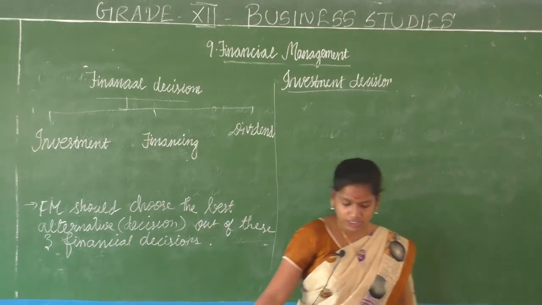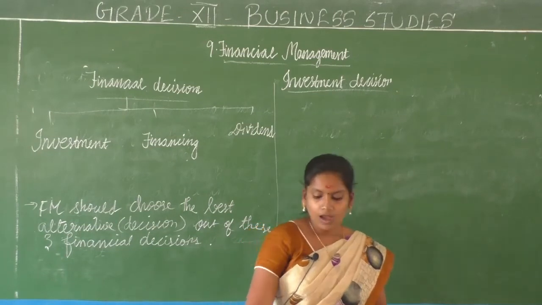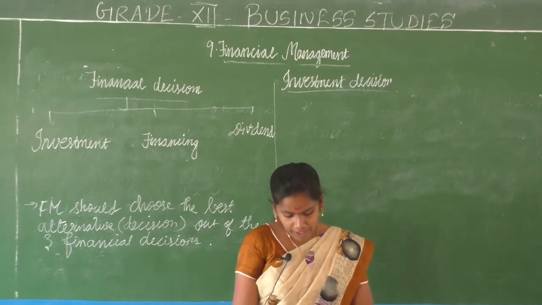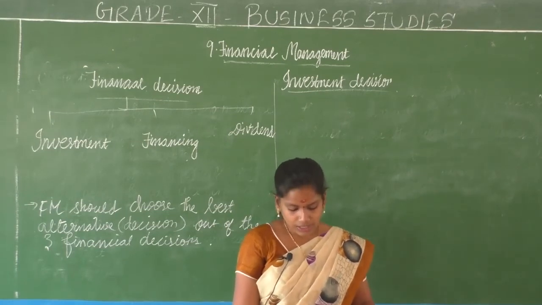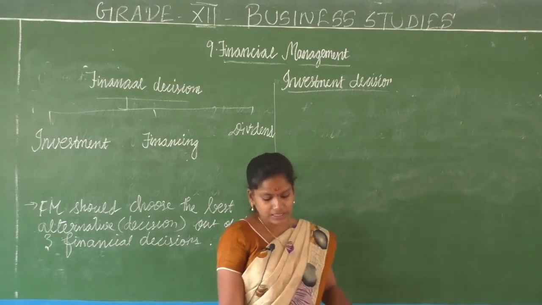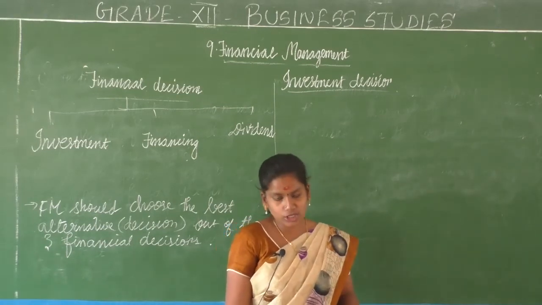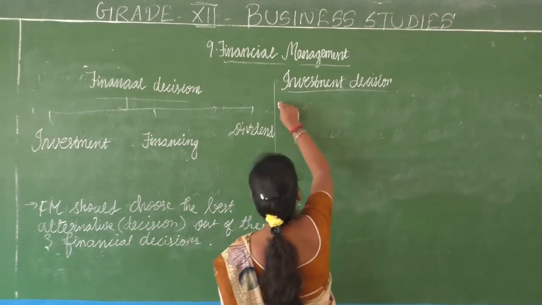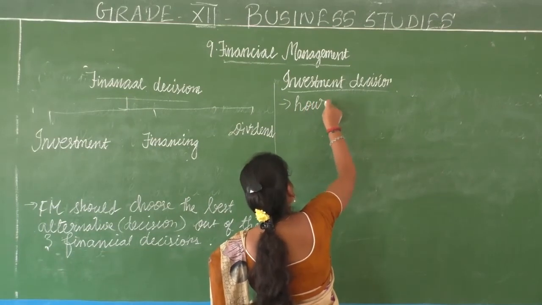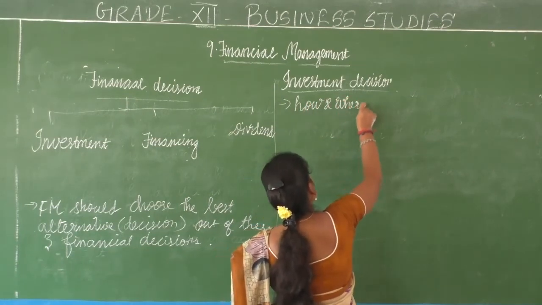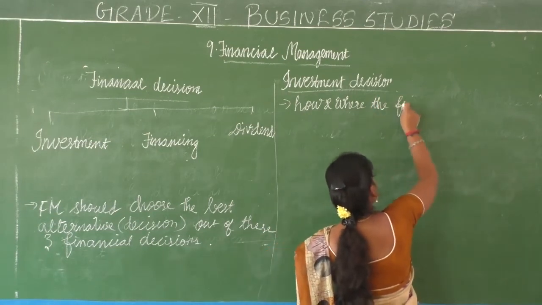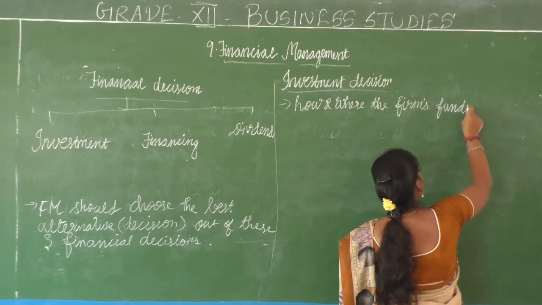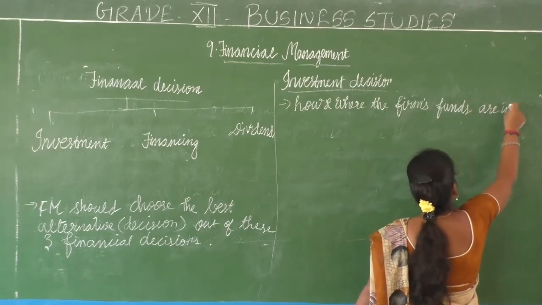So investment decision la நம்ம என்ன சொல்றோம்? How your firm's resources can be used. So we have to choose where to invest the resources so that they are able to earn the highest possible return. So investment decision na enna? It is how the firm's funds are invested in different assets. How and where the firm's funds are invested.